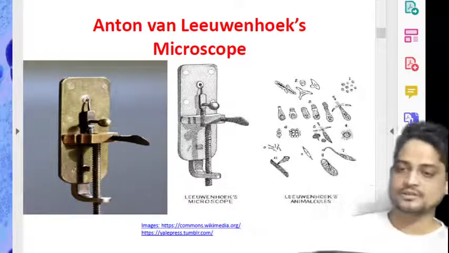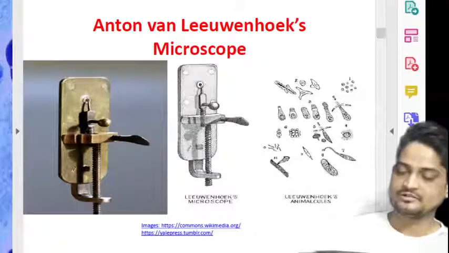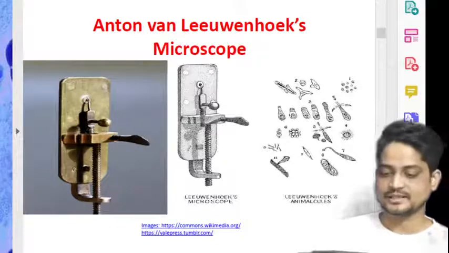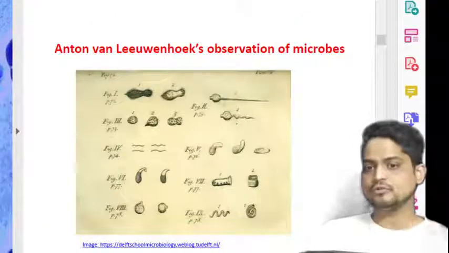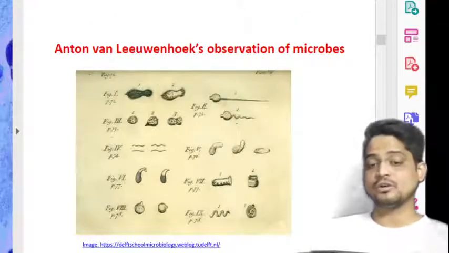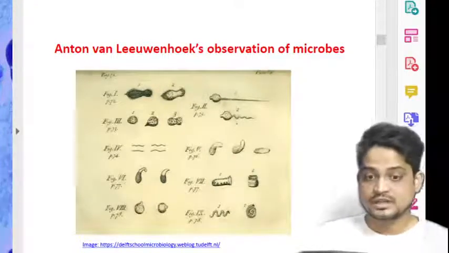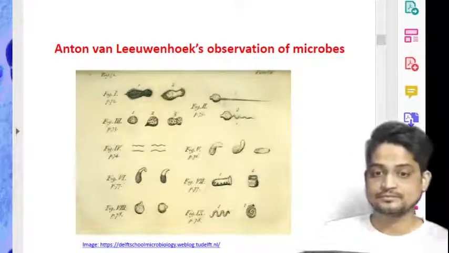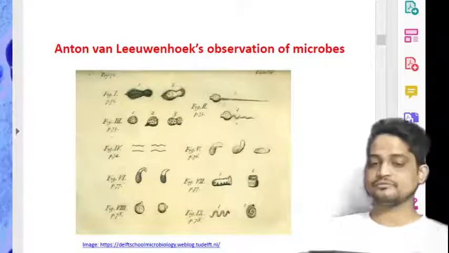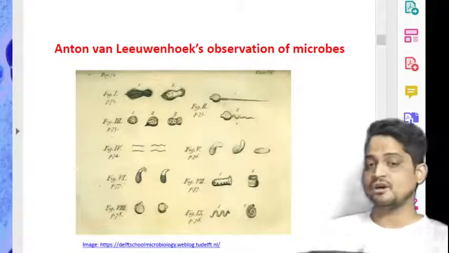What he observed were cells. These were some protozoans at that time. Antony van Leeuwenhoek's observations were recorded in his book, and these were some of the pictures or diagrams which he prepared after the observations.